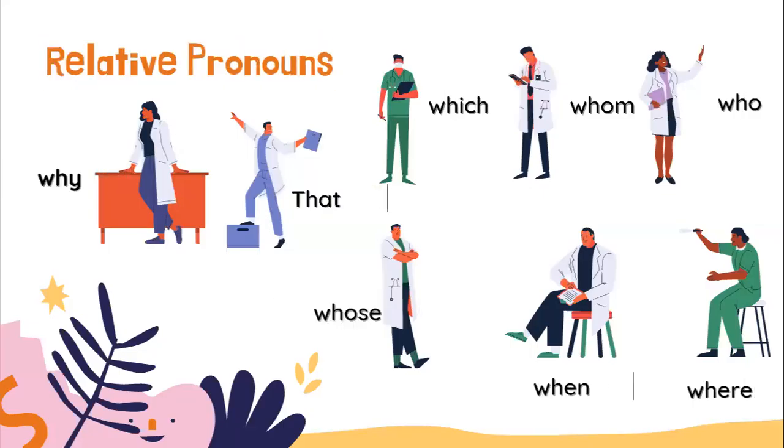Here is a list of relative pronouns that are used in this clause: why, that, which, whom, who, whose, when, where. Each of these is a necessary component of an adjective clause.